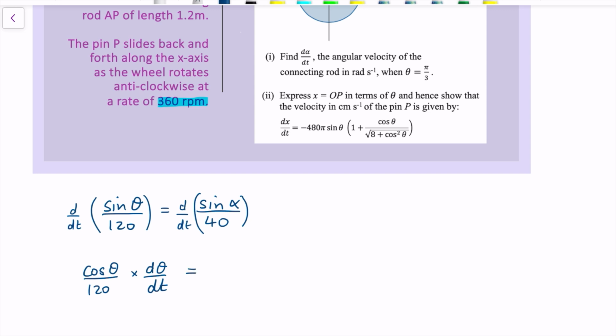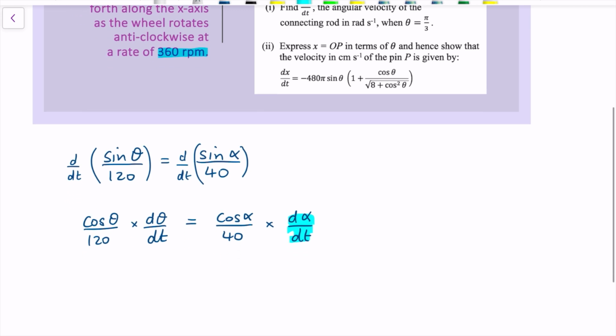And then on the right hand side, differentiating sine alpha over 40 with respect to t, I differentiate with respect to alpha, so cos alpha over 40, but then I multiply by d alpha dt. Okay, to find d alpha dt, which is what the question is asking us to do, I just need to substitute in values of alpha and theta and d theta dt. Okay, so be careful here, d theta dt is not 360 revs per minute.